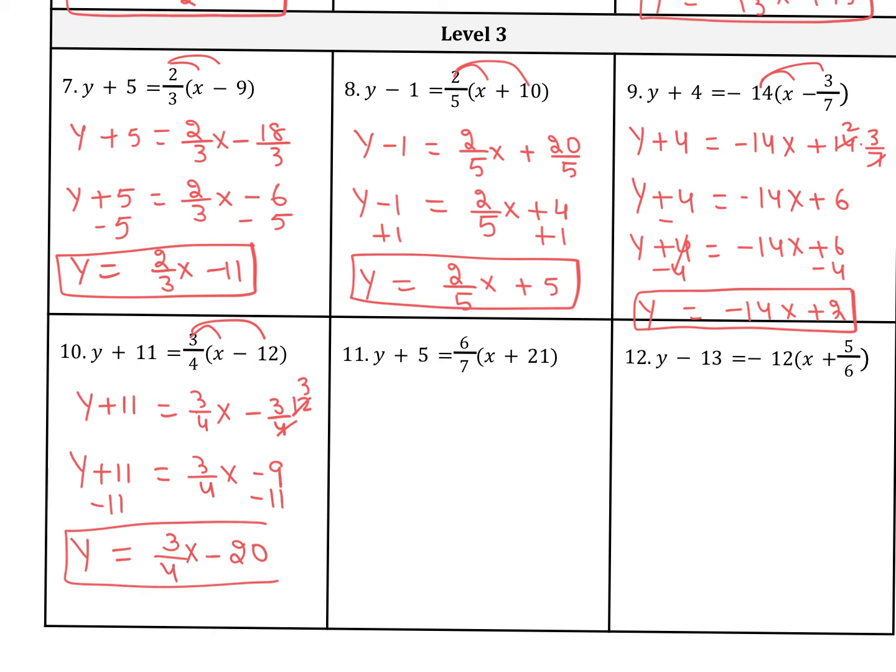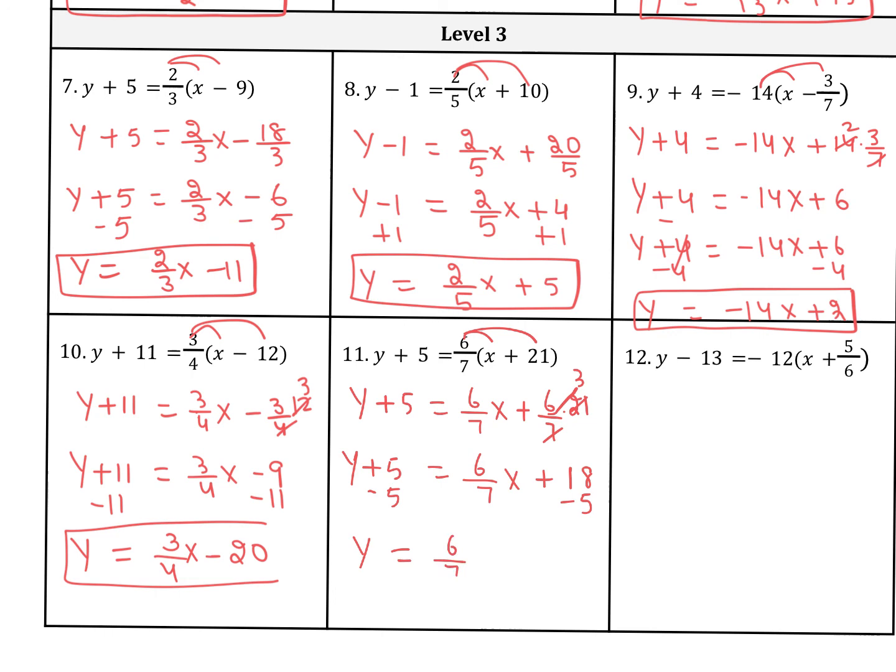We're going to distribute the 6 over 7. Y plus 5 equals 6 over 7 x plus 6 over 7 times 21. 21 divided by 7 is 3. Y plus 5 equals 6 over 7 x plus 6 times 3 is 18, minus 5. Y equals 6 over 7 x plus 13.